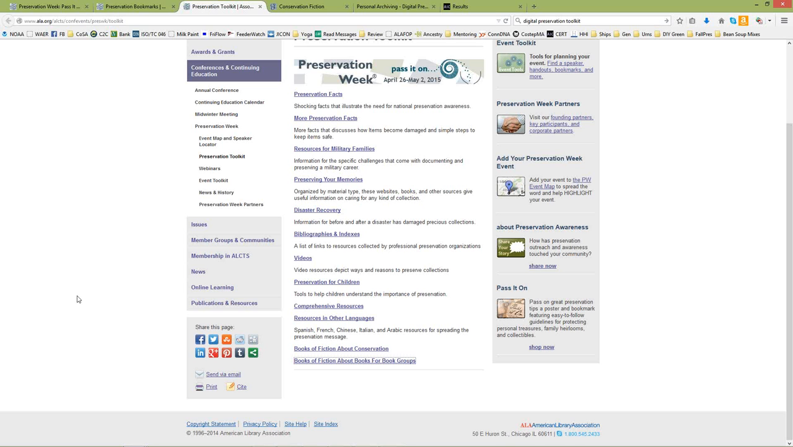Well, when we first started, the overarching goal for Preservation Week was really to bring preservation information to the general public. That was really what our goal was. And we're actually getting better with that. But what we learned early on was that it's really hard to get preservation information to the general public if our colleagues in our institutions aren't really sure what preservation is.